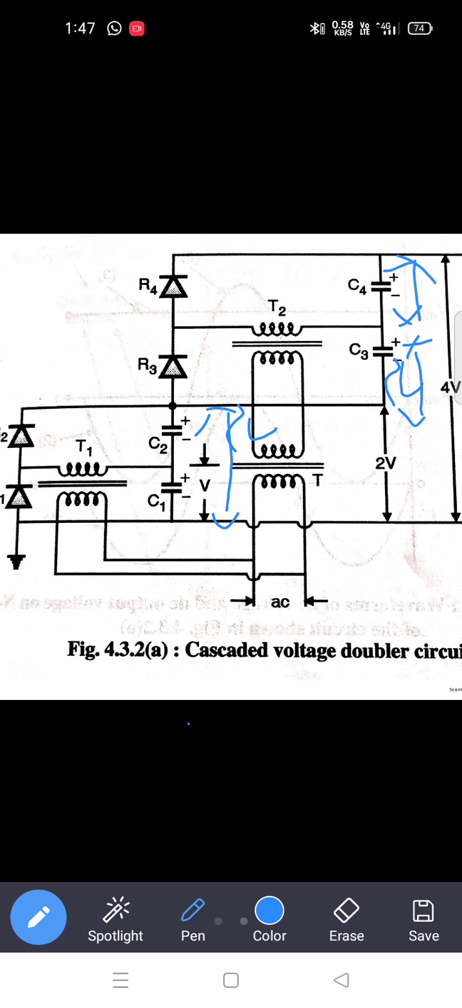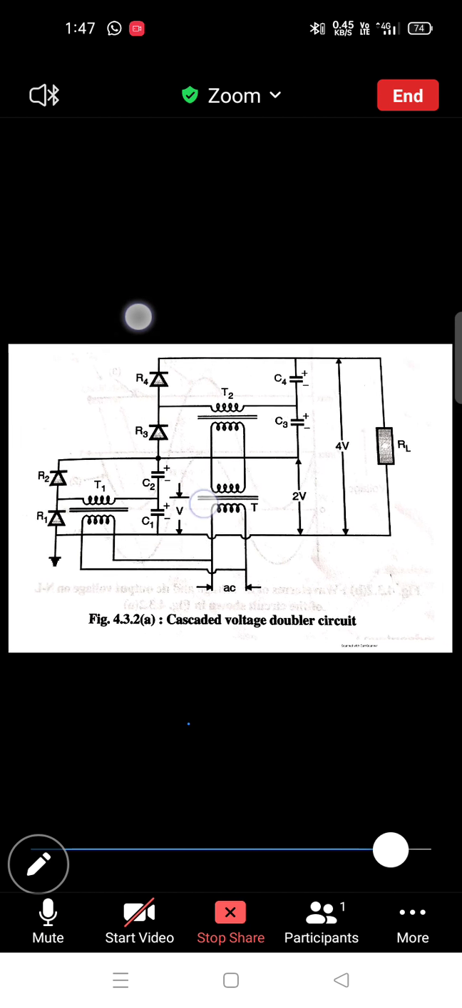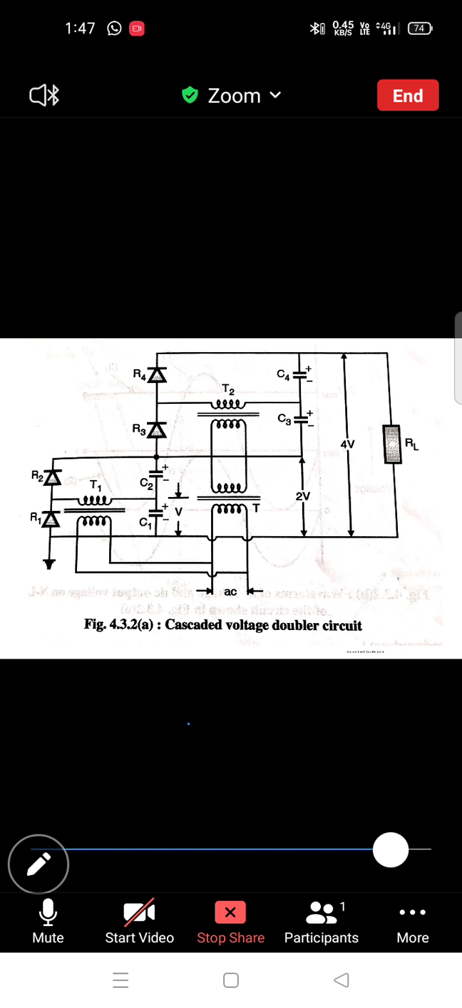So the resultant voltage that C4 charges to will be 4 times the main rated input voltage. So we can see how much we can cascade: however much voltage we require, we can use that many capacitors and diodes in the voltage doubler circuit. So it is a cascade form of voltage doubler circuit, and we can use it to get results in terms of thousands of volts. But the main disadvantage of this doubler circuit is that it is a low current circuit.